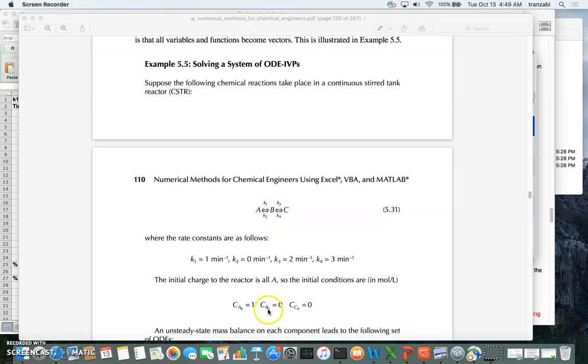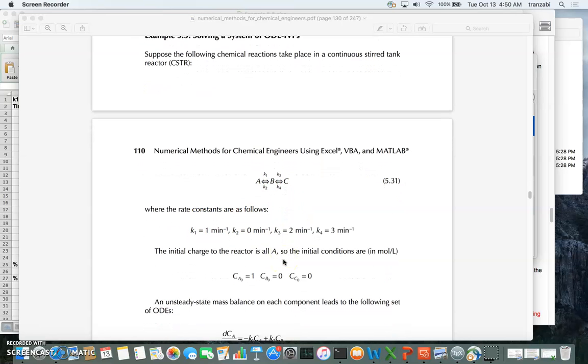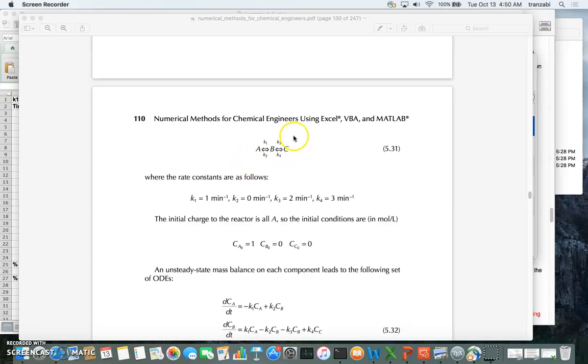Initially, we'll start, let's say, with all A species and no B and no C, and ask the question, what will be the concentration of A and B and C over time? I want to find the time distribution of concentration of A and B and C, right? If the rate constants are given right here, then we have to solve some sort of differential equations to find A and B and C. So what would be the differential equation that governs the kinetics of the chemical reaction given in this picture?